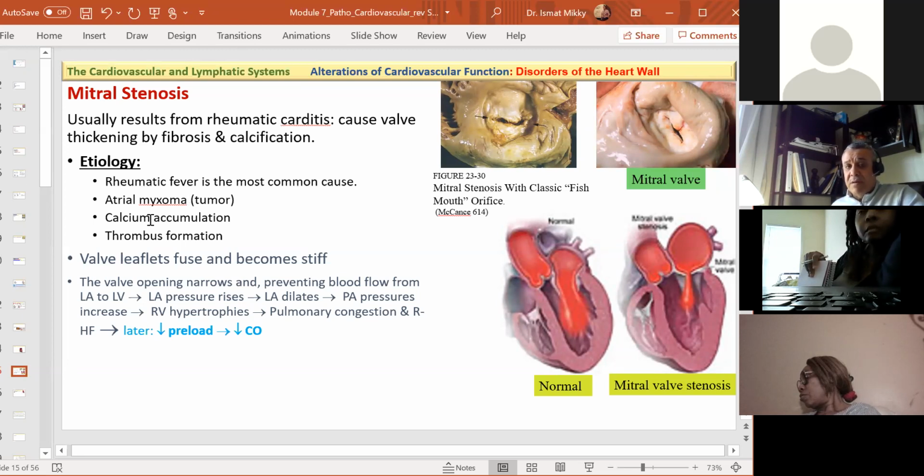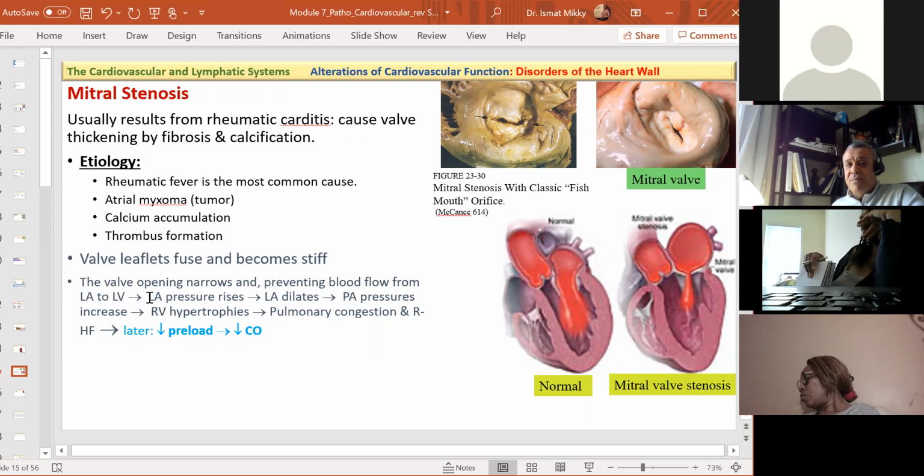Calcifications, calcium accumulation, or thrombus formation will affect the valve leaflets themselves, such as a blood clot that forms on the mitral valve leaflets. Then the sequelae: the hemodynamics we described earlier about the left ventricle and left atria. The valve opening narrows and prevents blood from flowing from the left atria to the left ventricle during ventricular diastole.